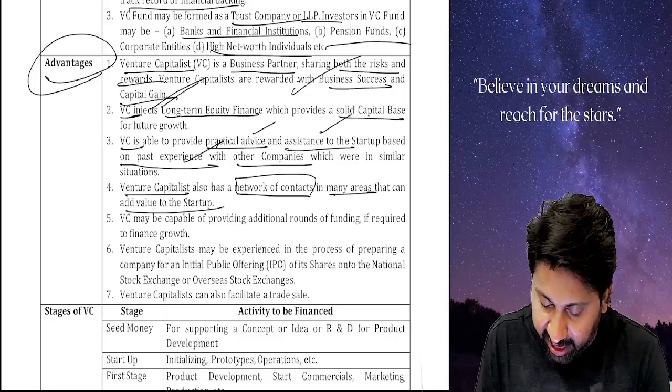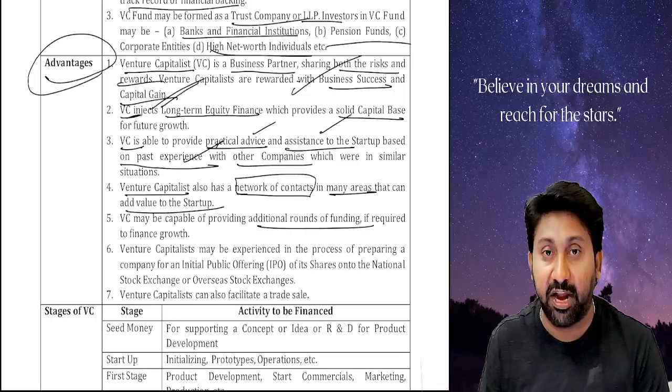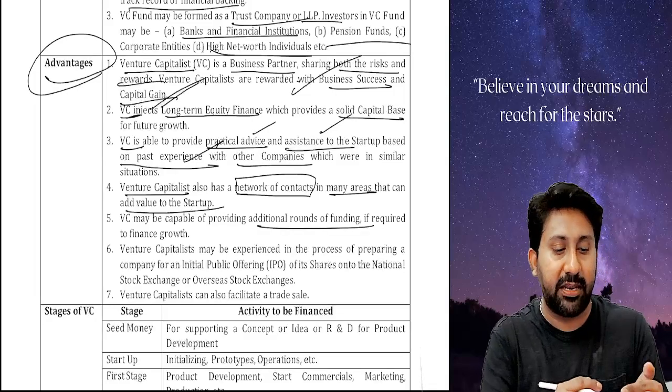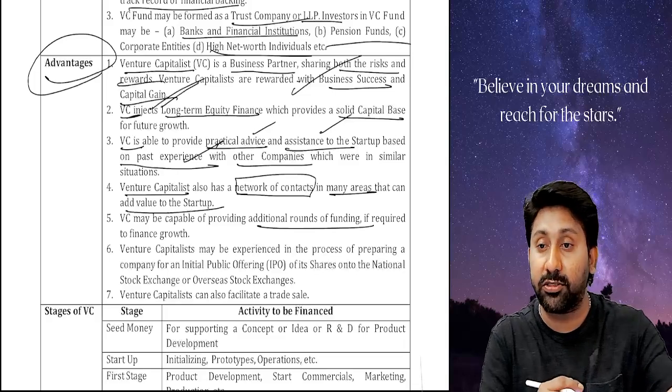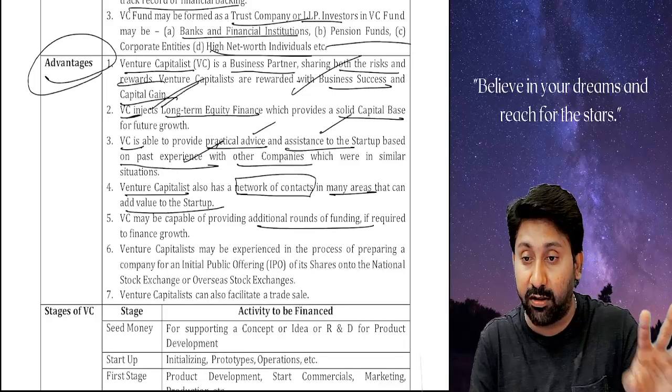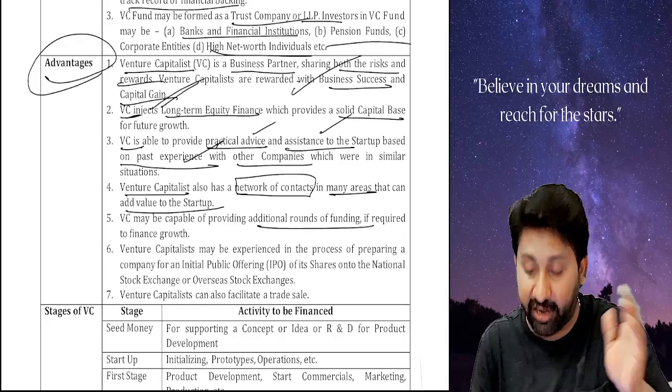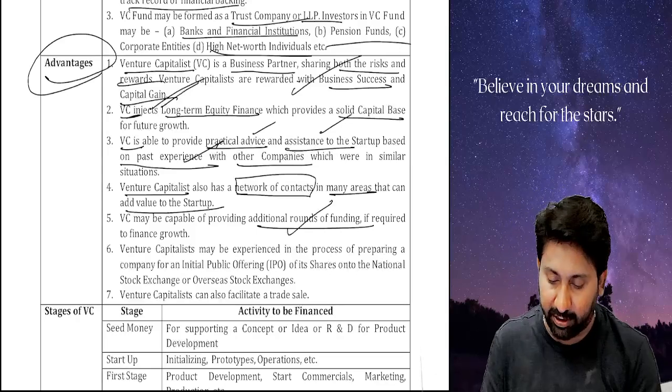Venture capital may be capable of providing additional rounds of financing. It means I put in the financing, and the startup will use it. The fund capital is over, we invest in assets, and we require additional funding. Additional rounds also they will make.